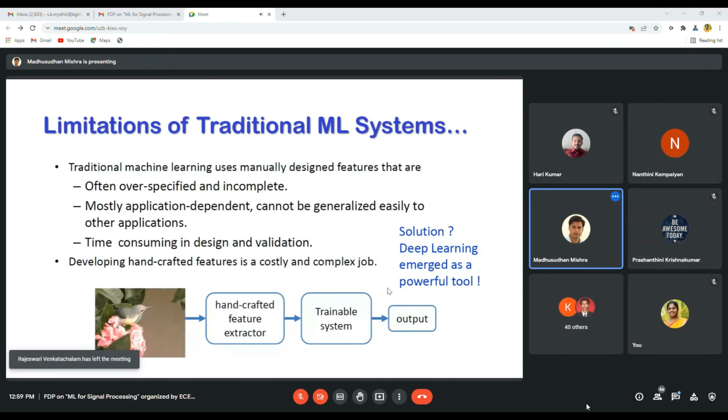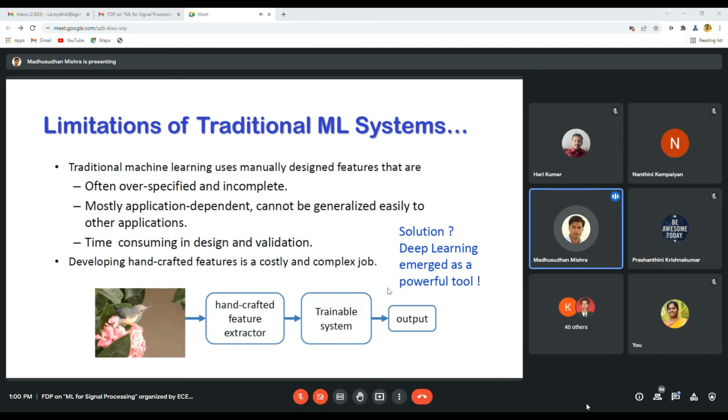Another limitation of ML systems is that traditional machine learning uses manually designed features, and manually extracting and selecting features is a very difficult task. It is often over specified and incomplete, mostly application dependent, cannot be generalized easily to other applications, and is time consuming in design and validation. Developing handcrafted features is costly and complex also. So machine learning has a problem of handcrafted feature extraction and selection.